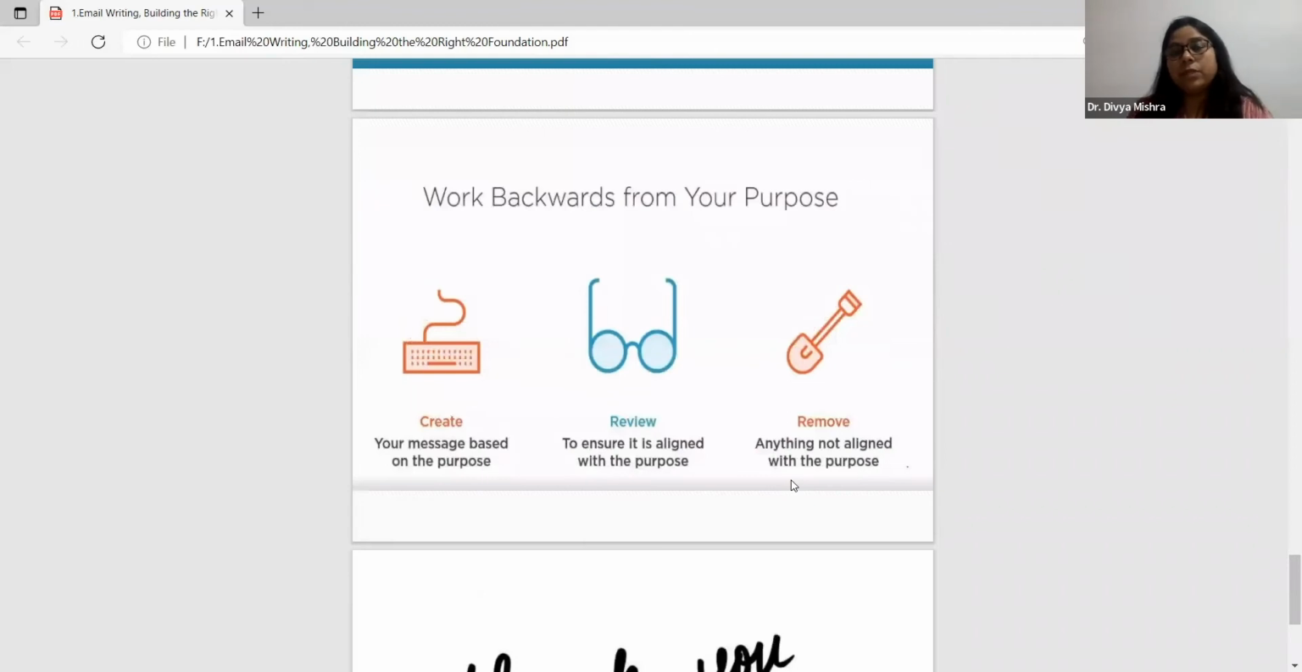Then work backwards from your purpose. This is again very important. Create a message based on the purpose. Review to ensure it is aligned with the purpose, and remove anything that is not aligned with the purpose. Suppose you have written any information that is not directly related to the information that has been asked from you, so you should remove that information.